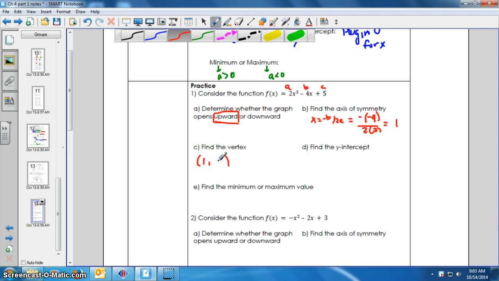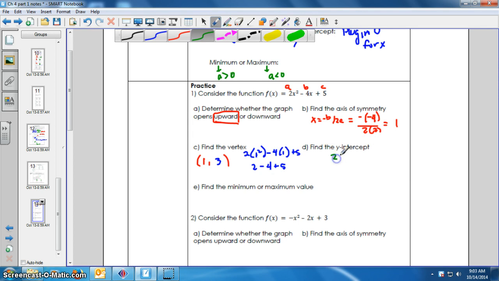Well, how can I find y? Well, I can plug it back into the function up here. So when I plug that back in, I have 2 times 1 squared minus 4 times 1 plus 5. And 1 squared is 1 times 2 is 2, minus 4 times 1 is 4, plus 5. So I get negative 2 plus 5, which is 3. So there's my vertex.